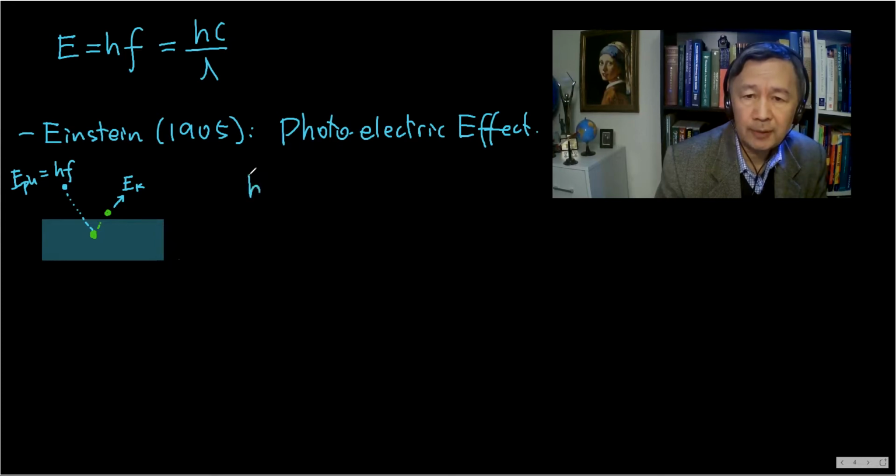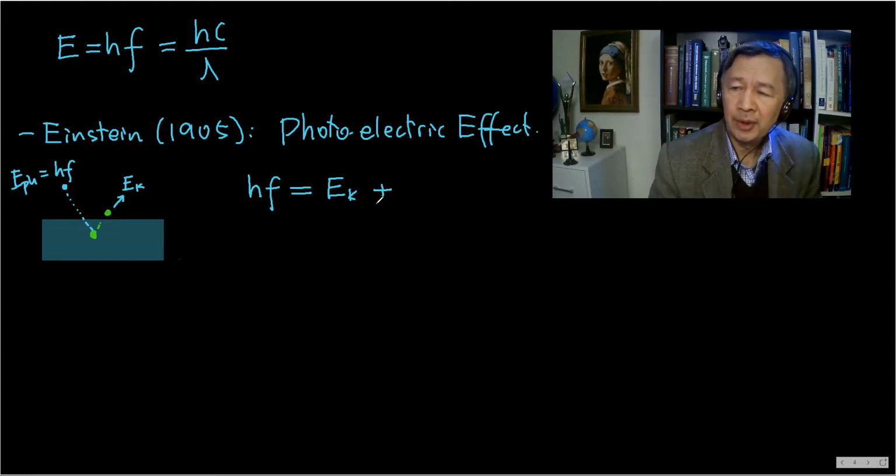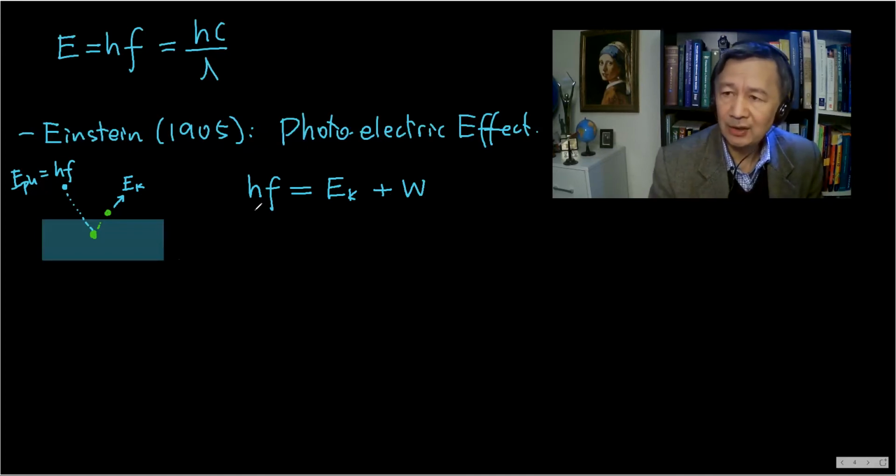Einstein simply proposed that the energy of the photon can be transferred to the electron. Part of that will become the kinetic energy, and another part of the energy would be used for the electron to escape the material and become free. This is called the work function, W. By using this simple linear equation, Einstein became the first person to explain the photoelectric effect.